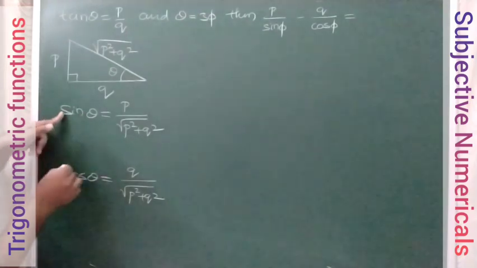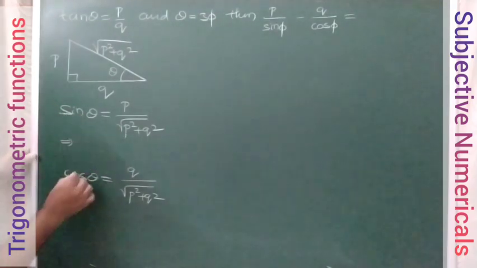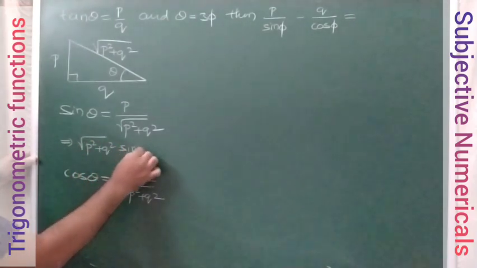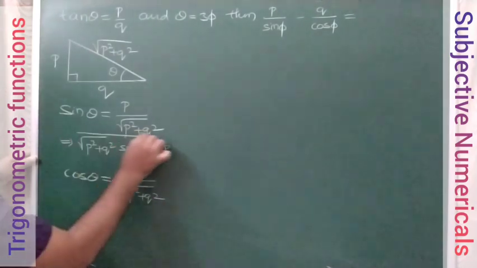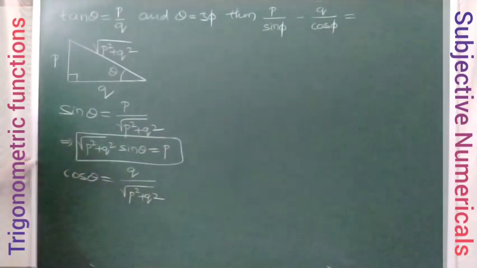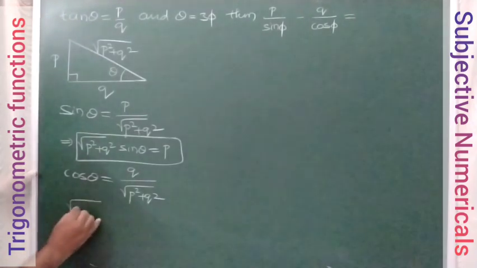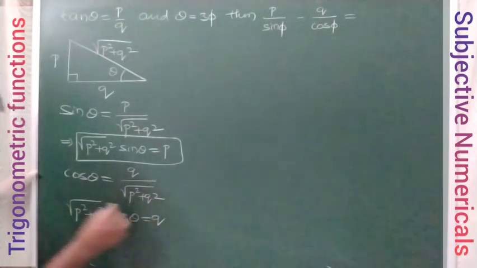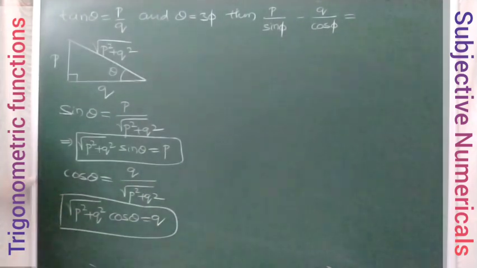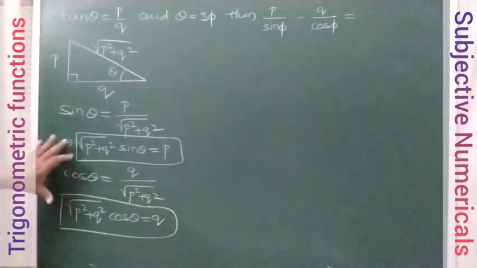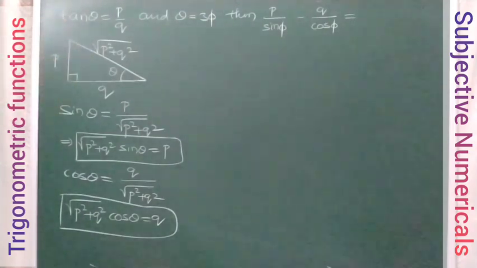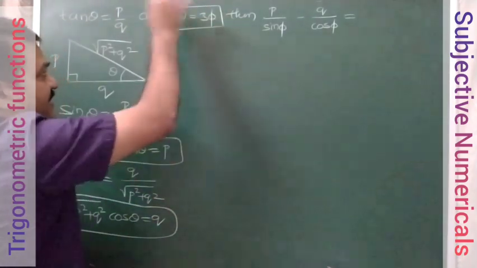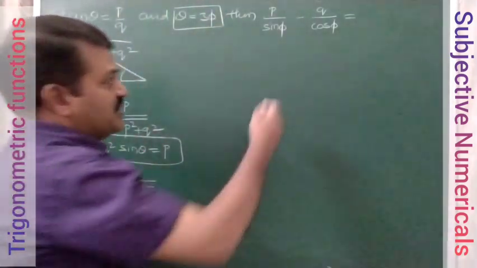So using this sin theta value, cross multiplying, we will get under root P square plus Q square into sin theta is equal to P. So this is one condition which we need for further solving. Cross multiply under root P square plus Q square into cos theta is equal to Q. This is the second condition which we will use in the further solving process. So these two conditions prior to starting the problem I have derived. And theta is equal to 3 phi is the condition which is given in the question itself. Now come to the question. This is what we have to find.